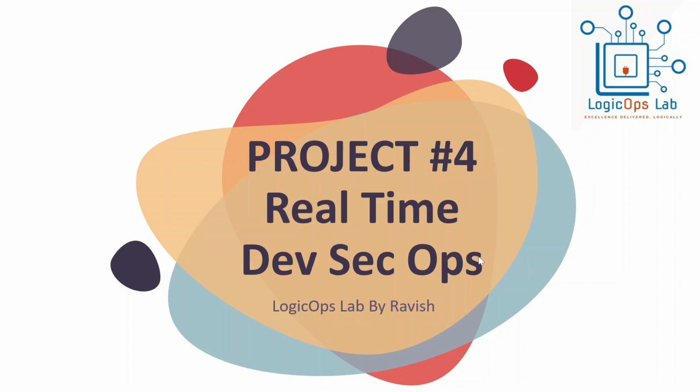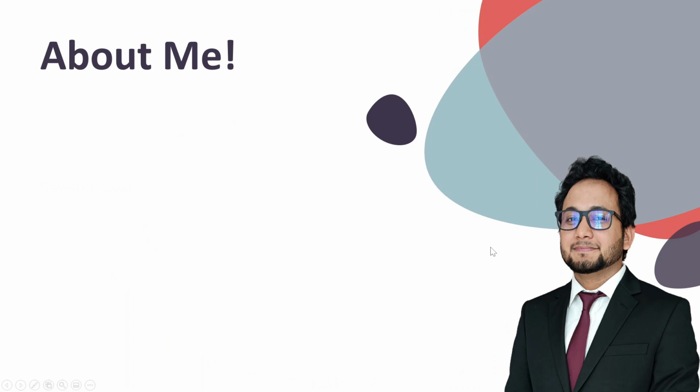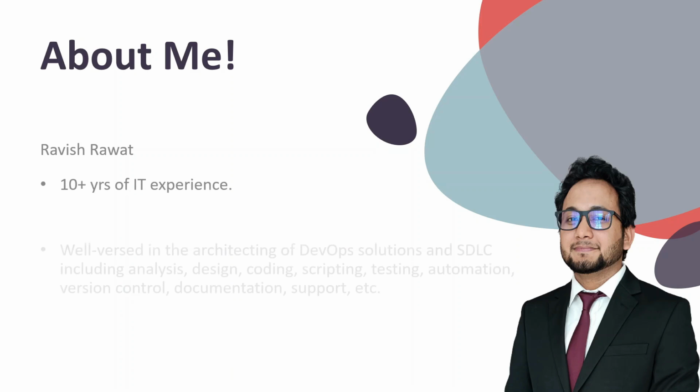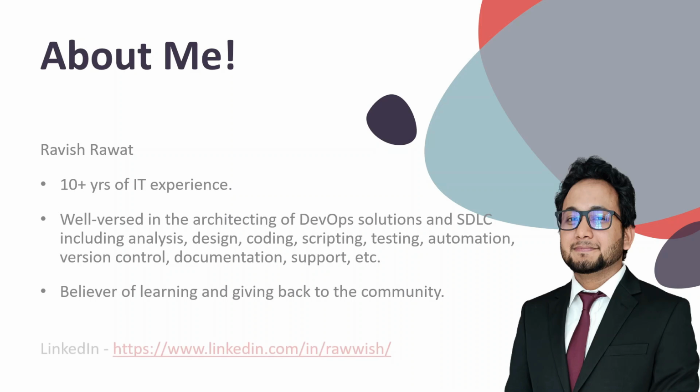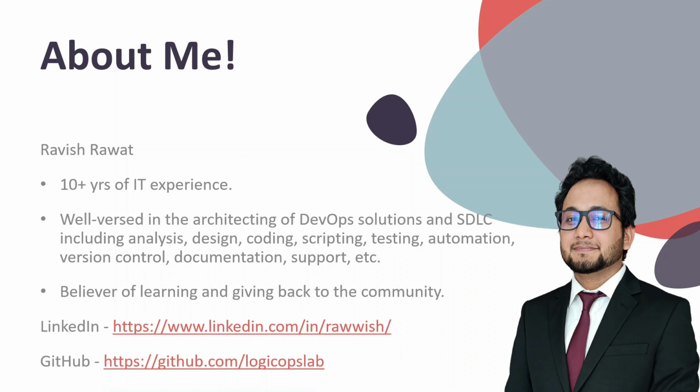Okay, so I'm going to talk about myself as an instructor. My name is Ravish Rawat. I have over 10 years of experience. I started my career as a dev. I used to write code in Java and a few other languages, and then I moved to DevOps and cloud. I'm well versed in architecting DevOps solutions for the software development lifecycle: the analysis part, coding, scripting, automation, version controlling, documentation, and support as well.